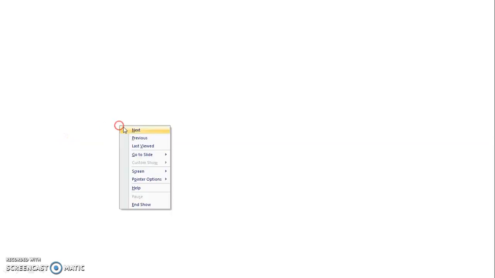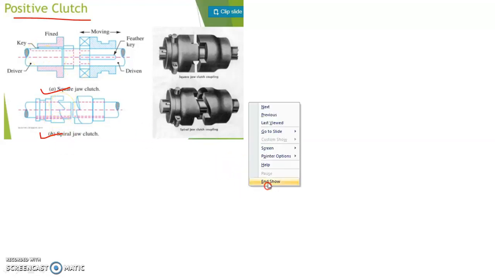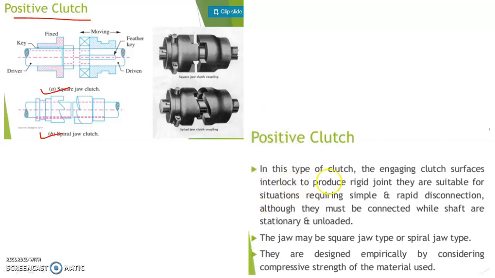So what is first? Positive clutch. Positive clutch is the first type. This is a figure of positive clutch in which you will see the square jaw clutch or a spiral jaw clutch. So these are the two structures of positive clutch. So what it means? In this type of clutch, the engaging clutch surfaces interlock to produce rigid joint. They are suitable for situations requiring simple and rapid disconnection, although they must be connected while shafts are stationary and unloaded.